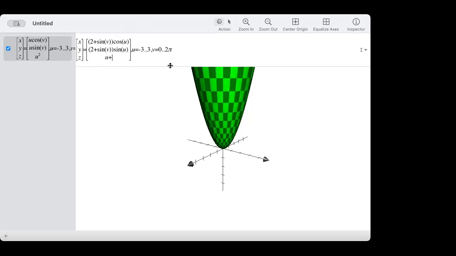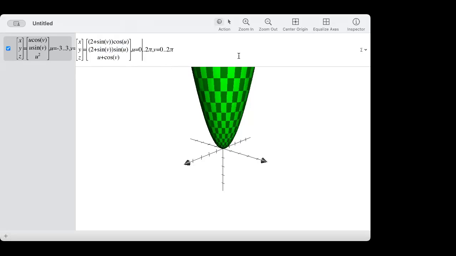U plus cosine V. Now, since both of my arguments are in trig functions here, I'm going to let both of these go from 0 to 2 pi. What is this? Again, I haven't even hit go yet. Let me think about this. Do you want to fix U or do you want to fix V?